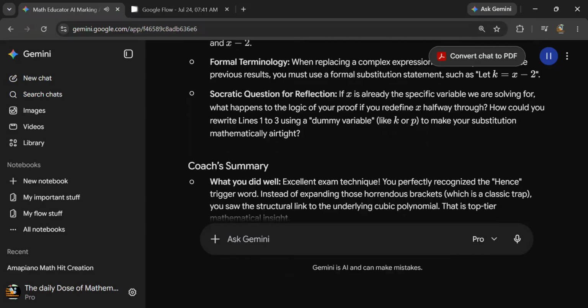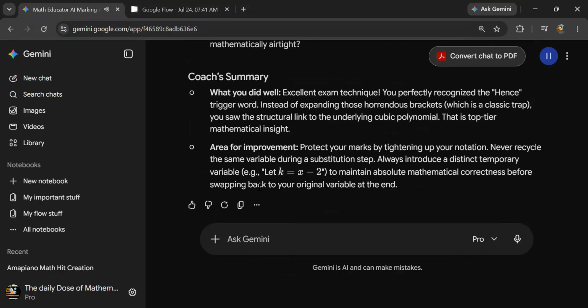Excellent exam technique. You perfectly recognized the hence trigger word. Instead of expanding those horrendous brackets, which is a classic trap, you saw the structural link to the underlying cubic polynomial. That is top-tier mathematical insight. Area for improvement. Protect your marks by tightening up your notation. Never recycle the same variable during a substitution step. Always introduce a distinct temporary variable, e.g., let k = x - 2, to maintain absolute mathematical correctness before swapping back to your original variable at the end.